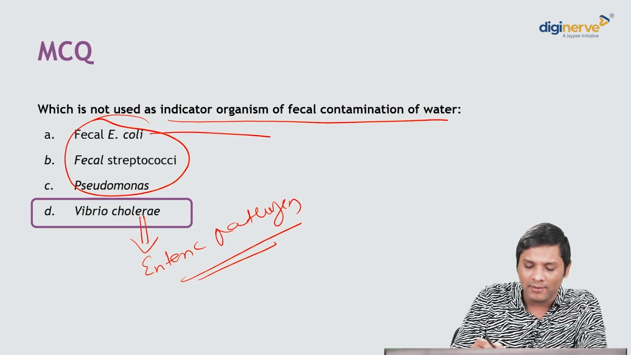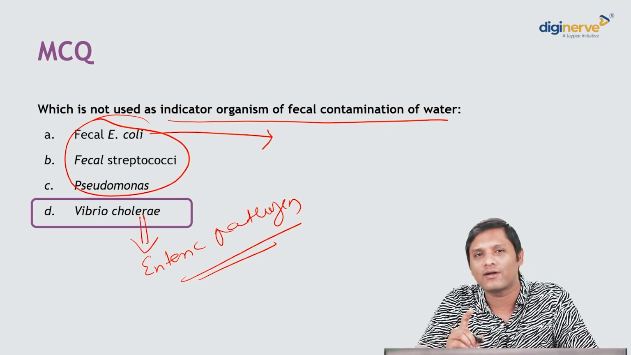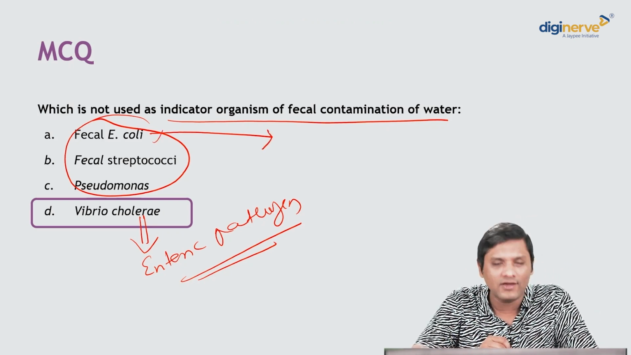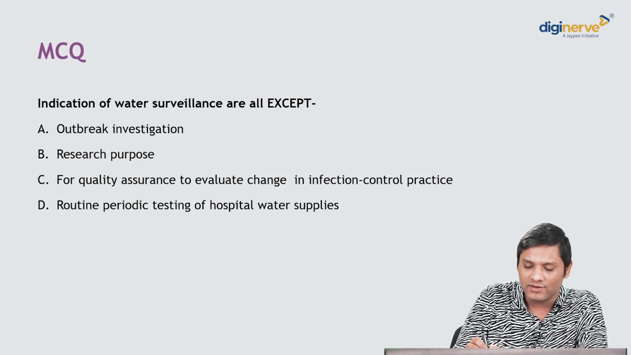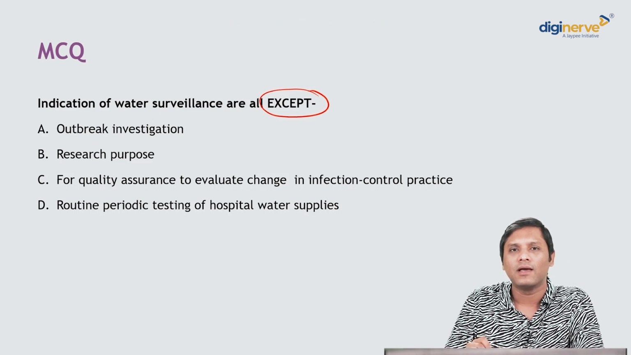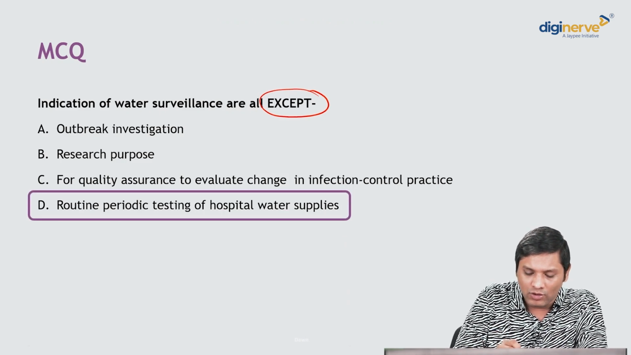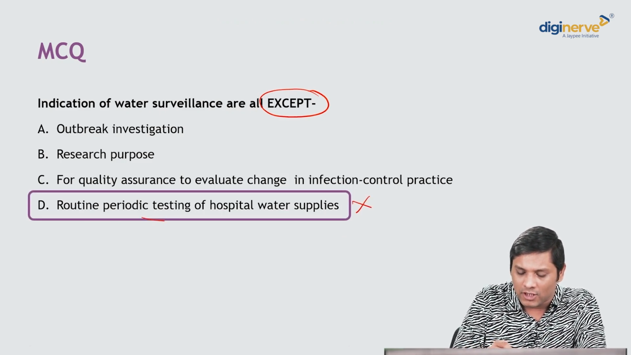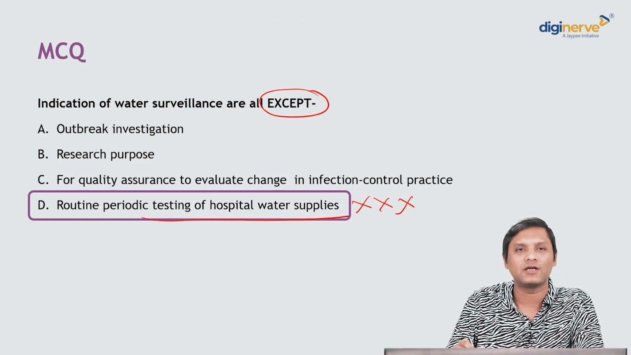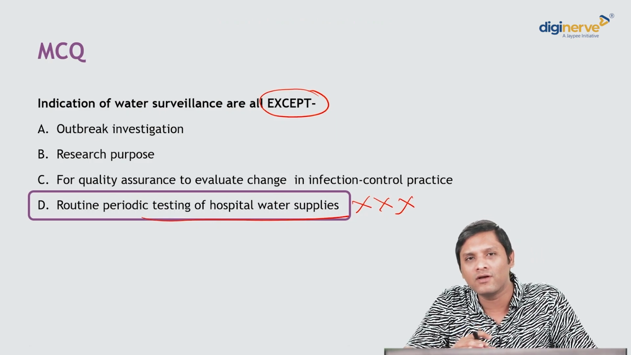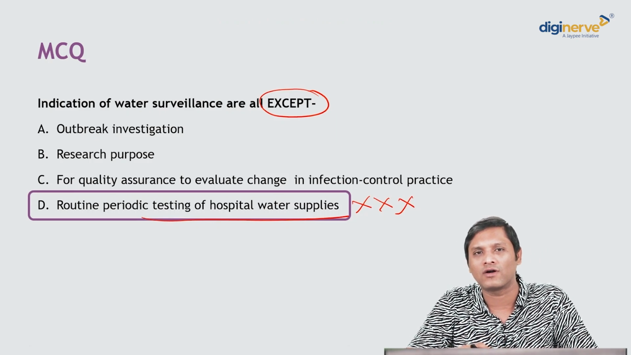Among these, the most reliable indicator is thermotolerant E. coli, also called as fecal E. coli. The next question for you is, indication of water surveillance include all except. Please remember, routine periodic testing of hospital water supply is strictly prohibited. You should not just periodically test the hospital water supply.